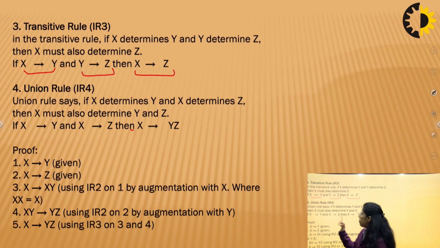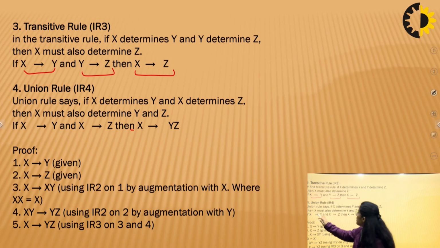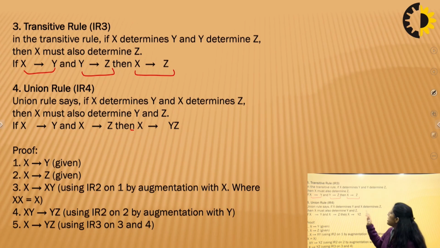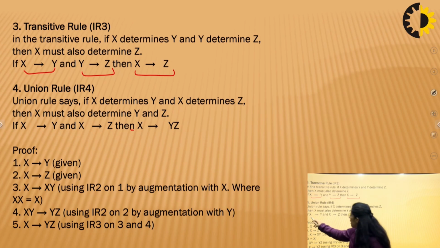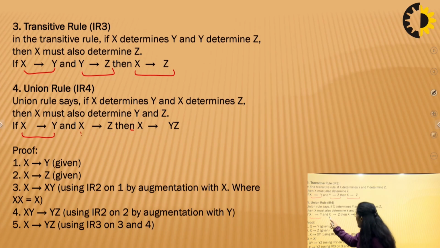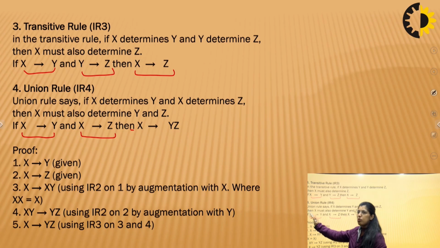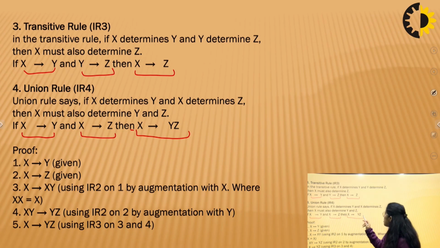Next rule is union rule. It says that if x determines y and x determines z, then x must also determine y and z. It means if this functional dependency is present in a particular relation and also this one is there, then we can combine these two and write that yz is functionally dependent on x only. So this is the proof of how we can say this.